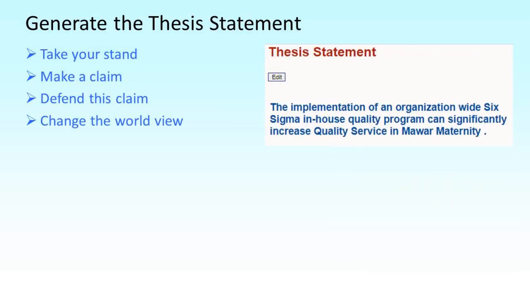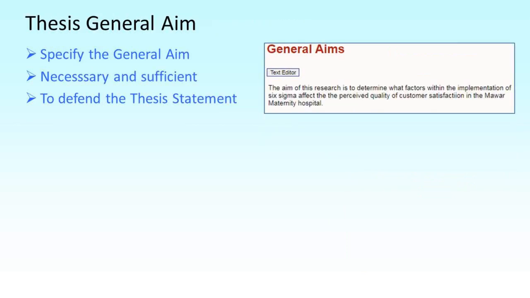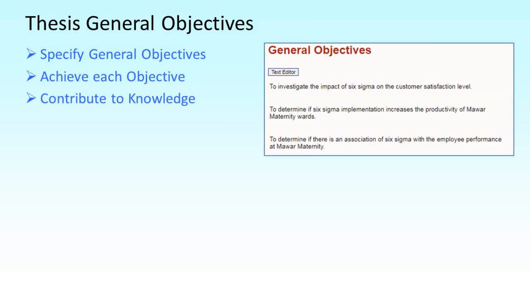Based on the thesis title, AsterWrite guides you to make a thesis statement. You need to take a stand, make your claim, defend this claim, and change the worldview. Then specify a general aim. The accomplishment of this general aim is necessary and sufficient to defend the thesis statement. The general objectives follow from the general aim. It is common to have more than one general objective. Each general objective must contribute to knowledge.